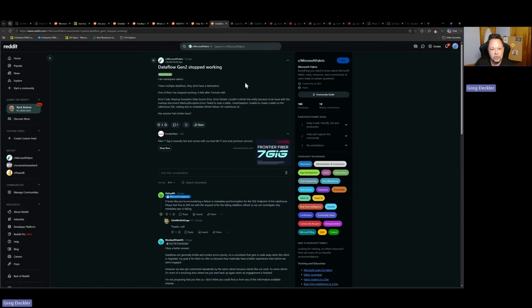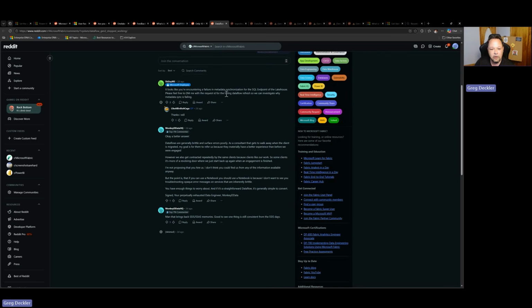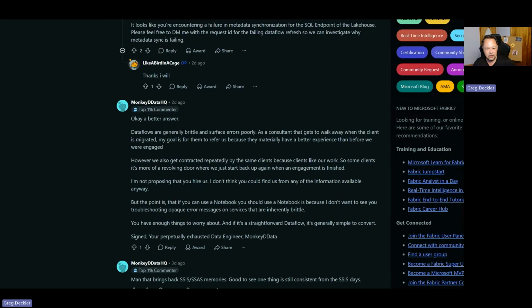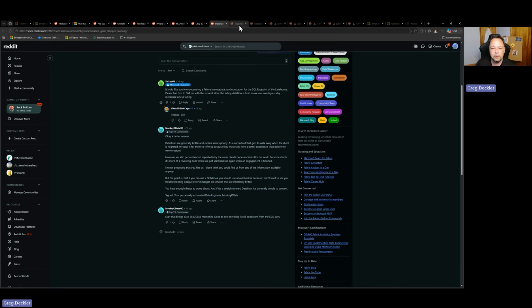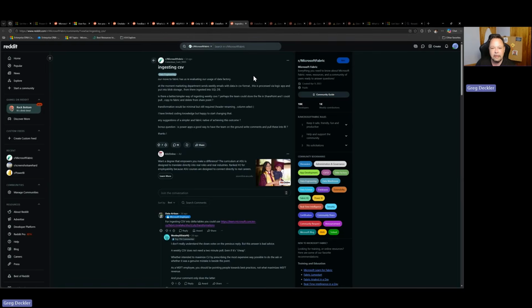All right, Dataflow Gen2 stopped working. Multiple dataflows, they don't have a destination. One of them has stopped working. It fails after 1 minute with error code mashup, blah, blah, blah. Looks like you're encountering a failure of metadata synchronization. DM me with the ID to investigate. Okay, better answer. Dataflows are brittle and generally surface errors poorly. As a consultant, blah, blah, blah. Anyway, use notebooks and pipelines, people. All right, there you go. Don't use dataflows in Microsoft Fabric because one, they are brittle and they suck, and they also use extraordinary amounts of CUs compared to other options.